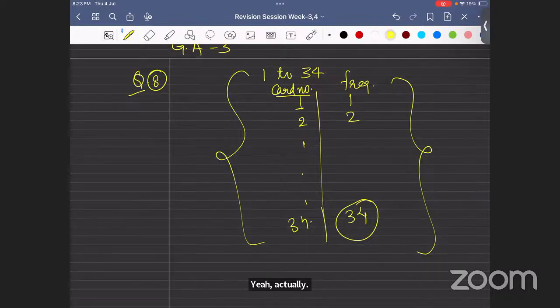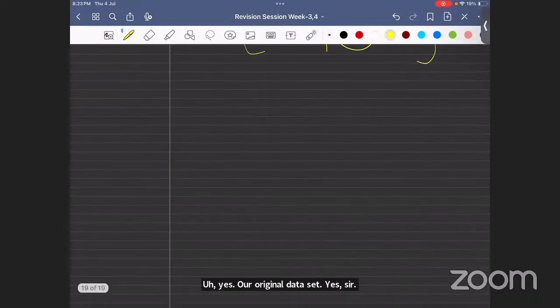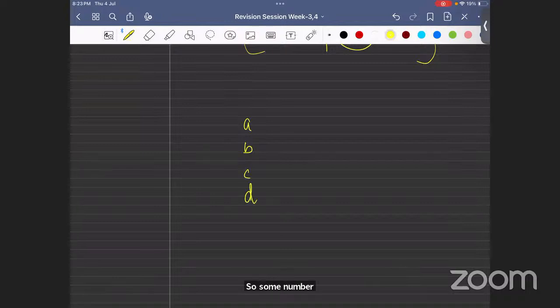Question number 2. Is it asking what is the mean of the original data? Yes, sir, the original data set. Okay, so what are the data points that have been given? What are the numbers that have been given to you? Some A, B, C, D has been given. What is the data point that is given?